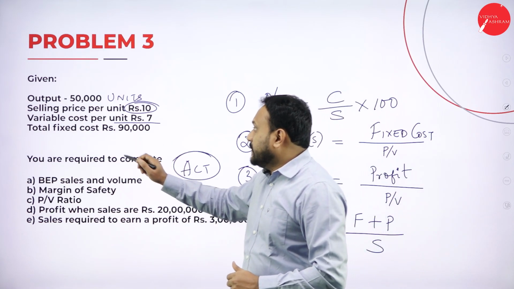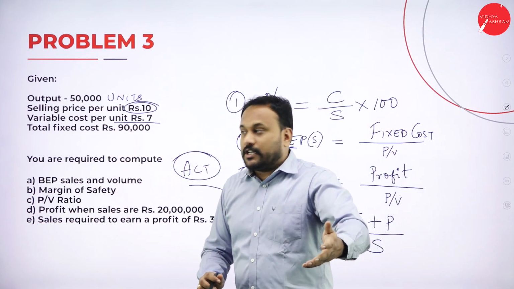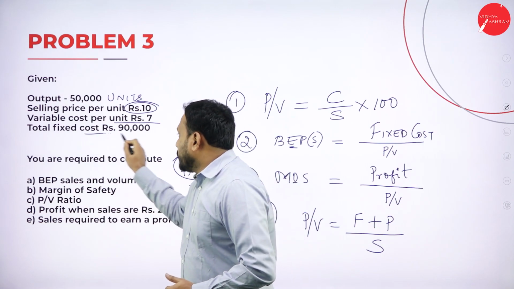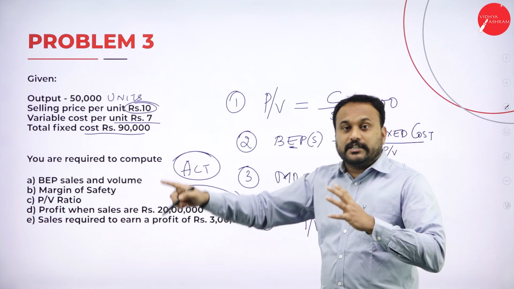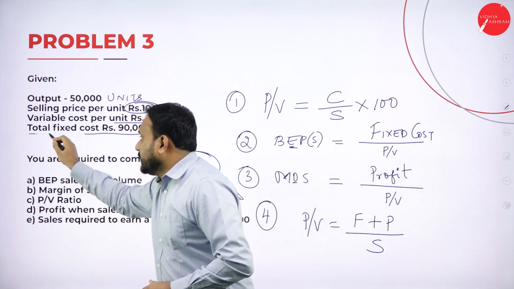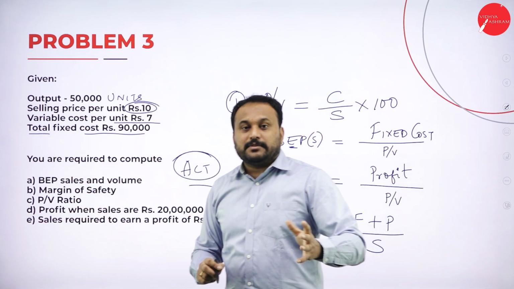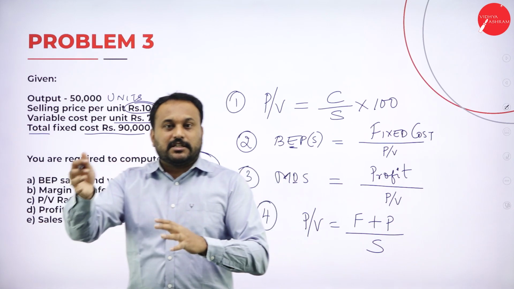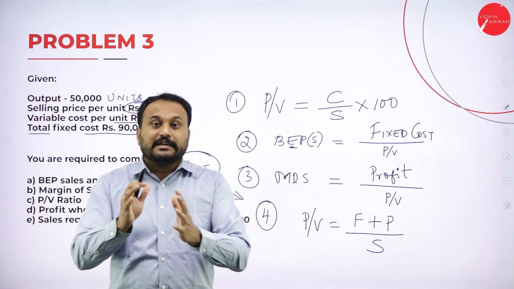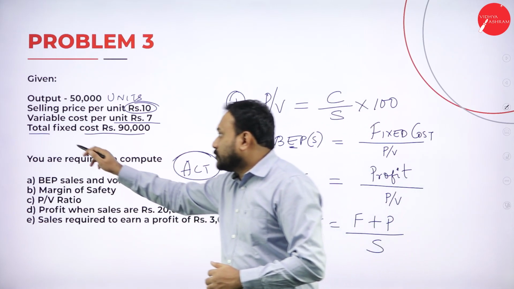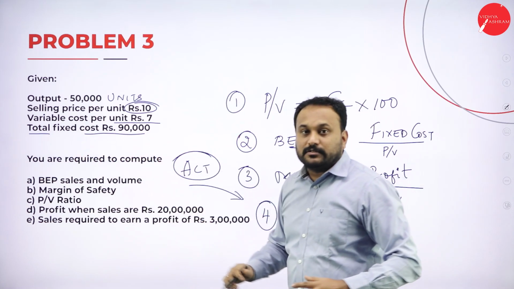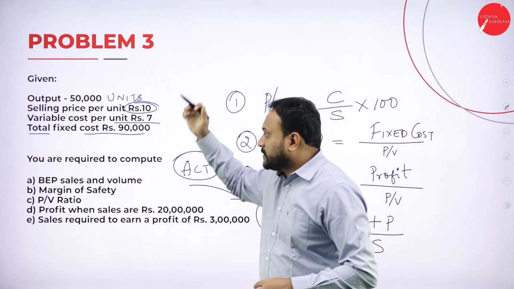Now 7 rupees is the variable cost and total fixed cost is rupees 90,000. That is the total. In the earlier problems, we had fixed cost, 60,000, 40,000, whatever it is, per annum. Per annum means total. The same way here, total fixed cost is 90,000 rupees. So this is the given format.